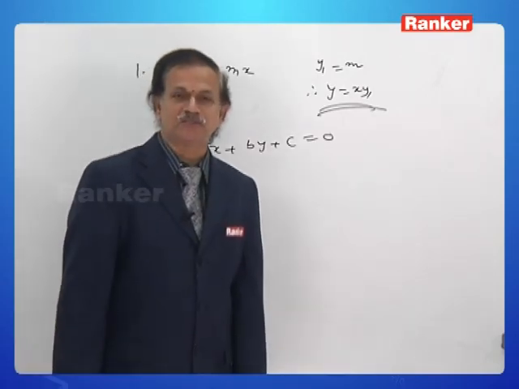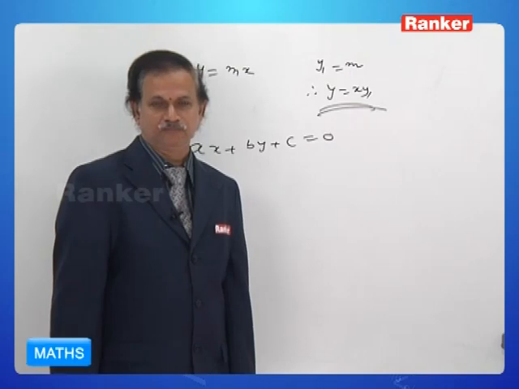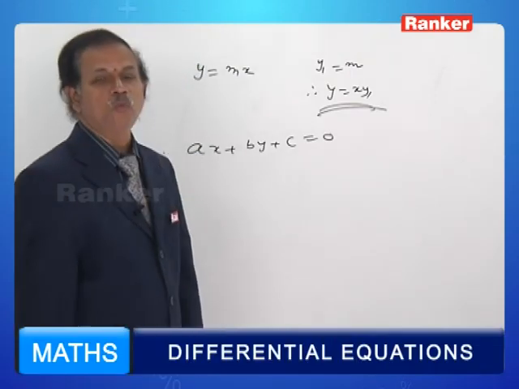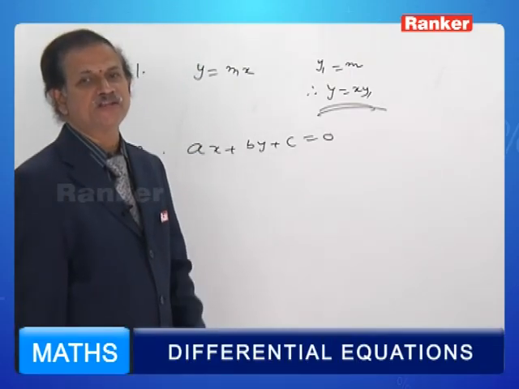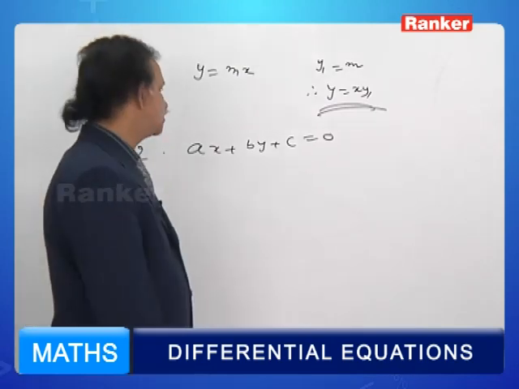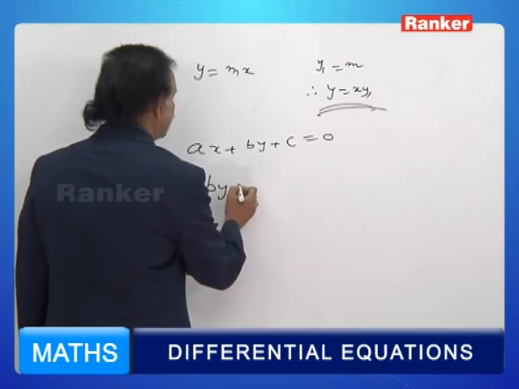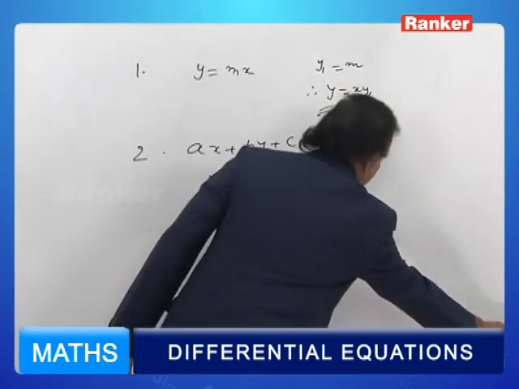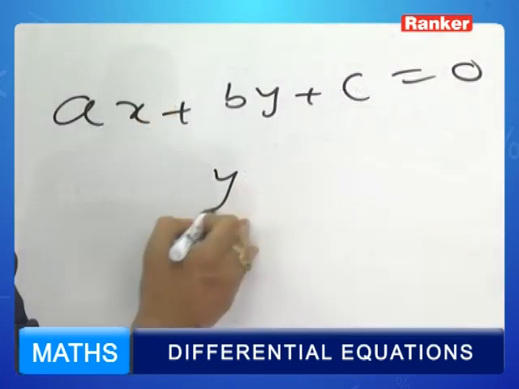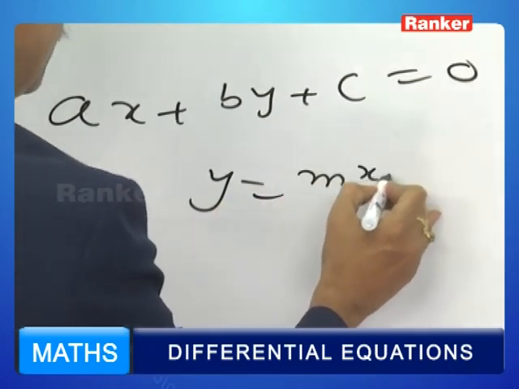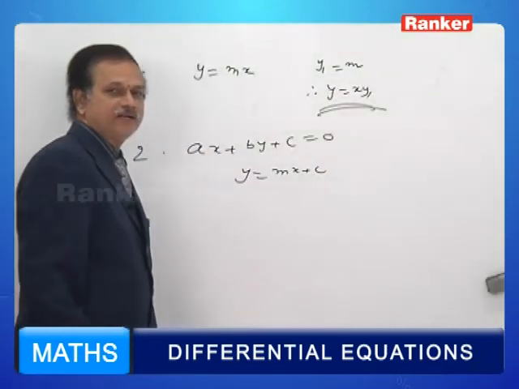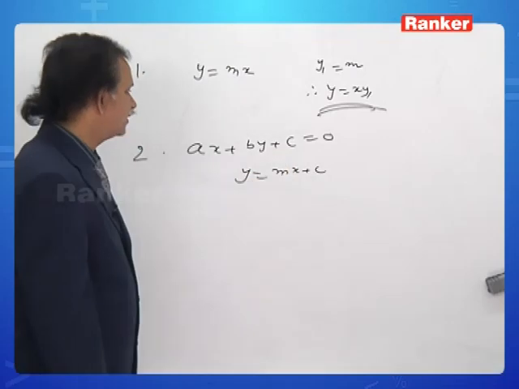Ax plus by plus c is equal to 0. That is the given equation. What is the general differential equation of this family? You can convert this into y is equal to mx plus c, provided a is not 0.